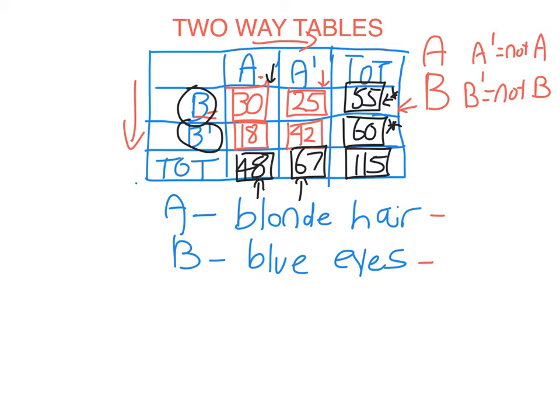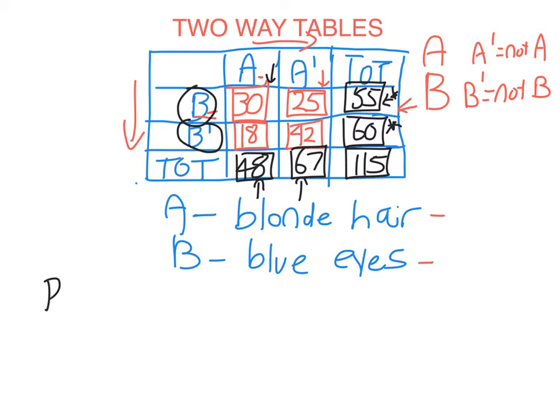So I've shown you a two-way table that displays information about students' hair color, one category, and eye color, a second category. Two categories, hence the name two-way tables. So let's use this to answer questions about probability. Let's say I took a student at random.